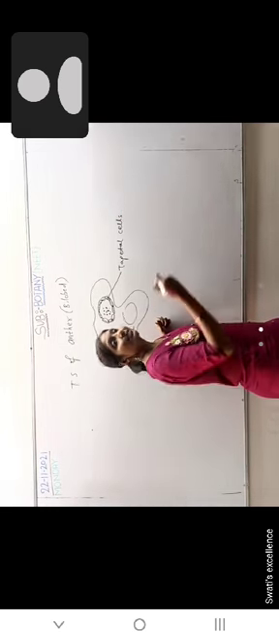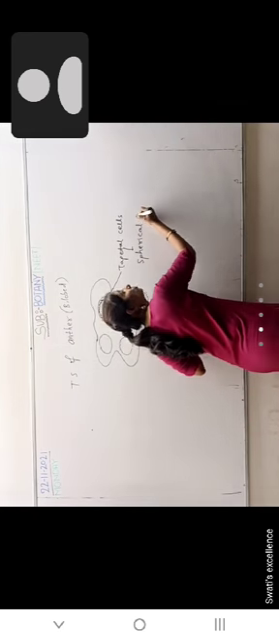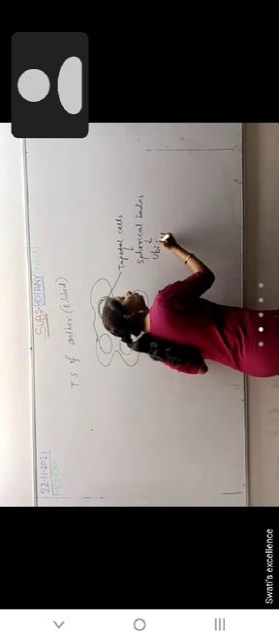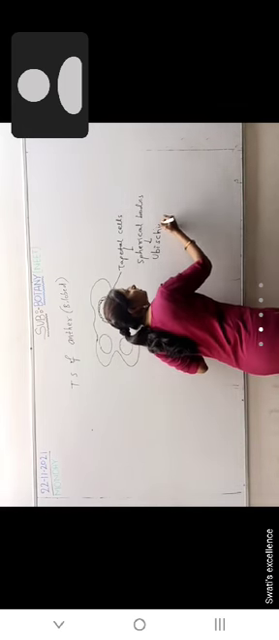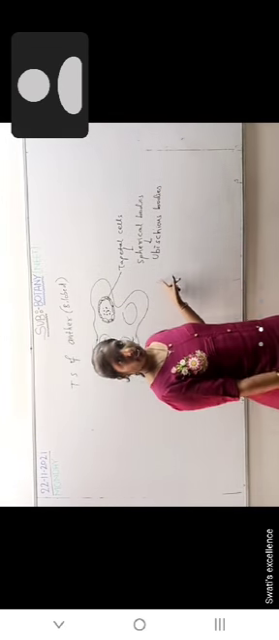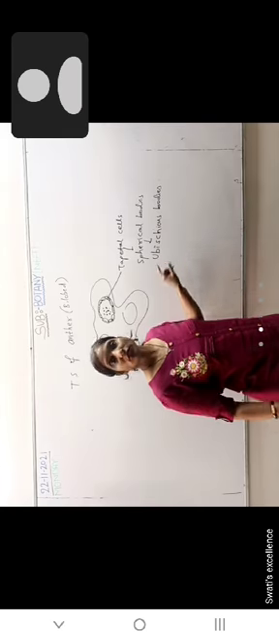Tapetal cells secrete some spherical bodies. Which bodies? That are called ubiquitous bodies. What are they called? Tapetal cells secrete spherical bodies called ubiquitous bodies.